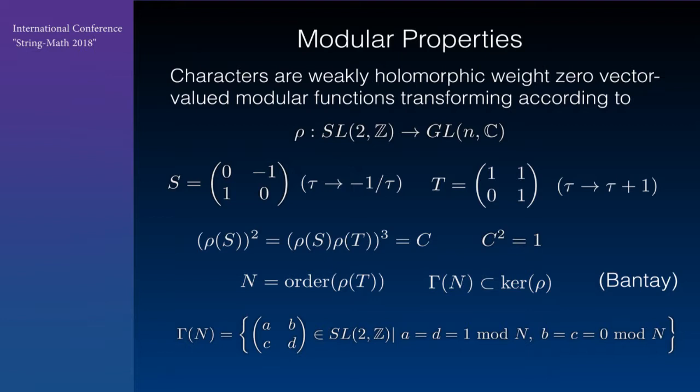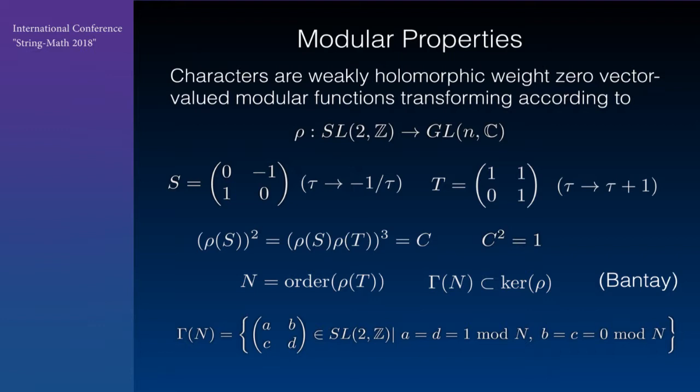So the representation of S squared and the representation of S times T cubed have to be an involution because of the group theoretical properties. That involution is usually called the conjugation operator in rational conformal field theory. Now, in a rational conformal field theory, the eigenvalues of the representation of the T matrix are rational numbers. And so there is some integer capital N such that the nth power of the representation of T is the identity. So that capital N is going to play an important role in what follows.